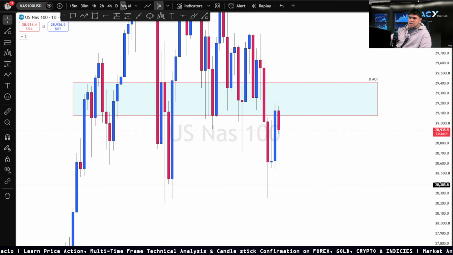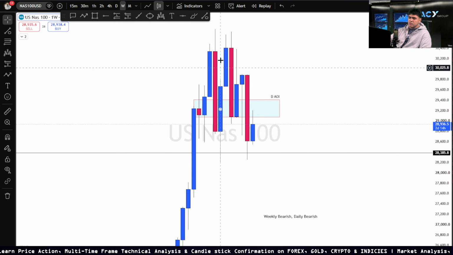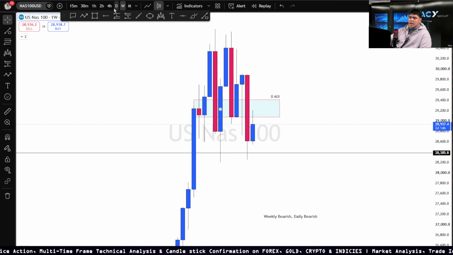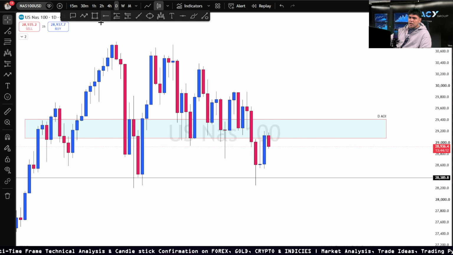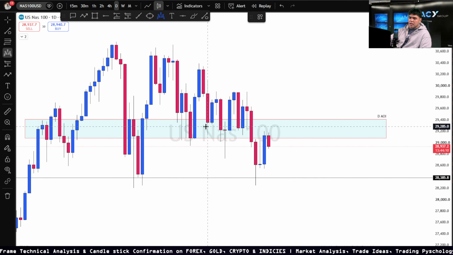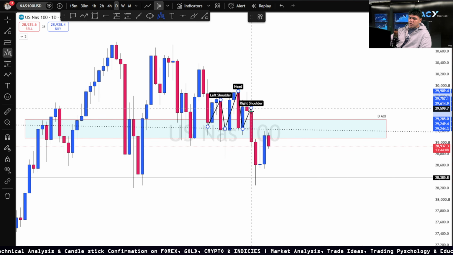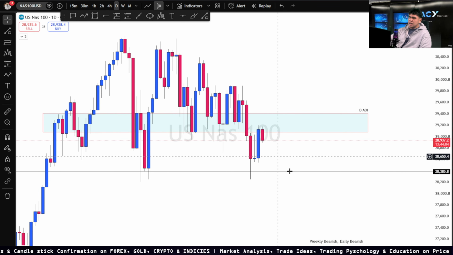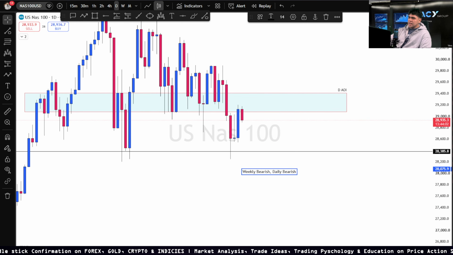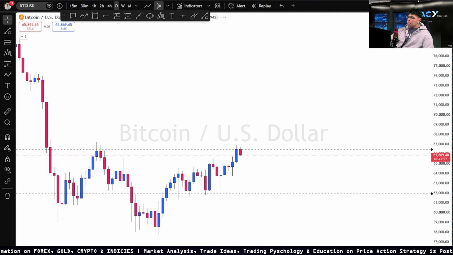There is a massive bearish engulfing and also a head and shoulders pattern on the weekly. And also on the daily, there is a head and shoulders pattern. Therefore, this gives us a confirmation that this setup is a high probability setup. That's it on NAS100. On to the next, Bitcoin.